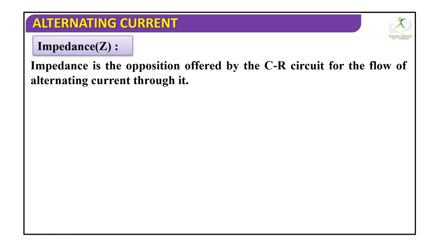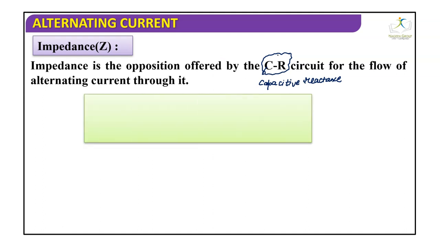Like in the previous section we saw that an individual C circuit and R circuit will be there. So how can we actually calculate the value of a reactance, like the capacitive reactance? Similarly, if we take the complete CR circuit, and we want to calculate the opposition offered by the CR circuit, that is called impedance.